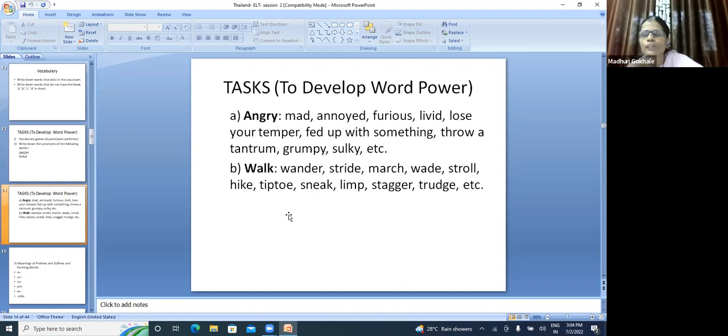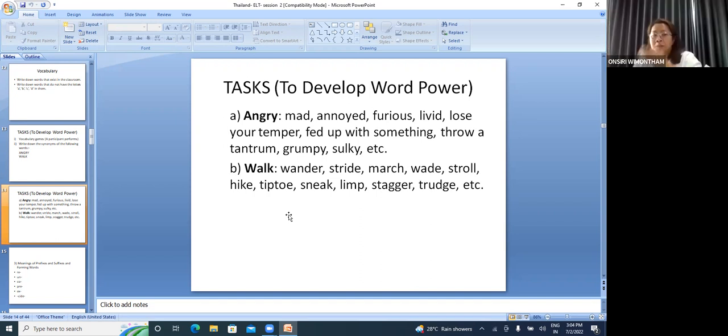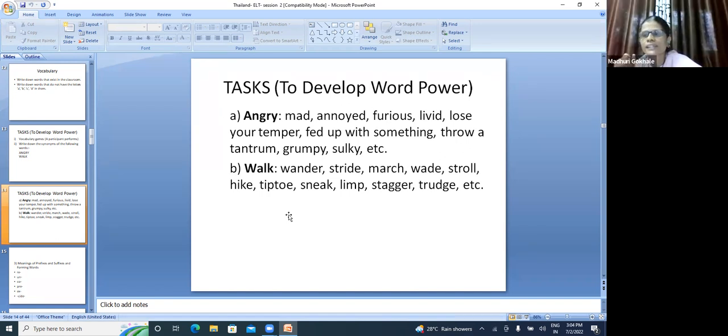Okay. I've given you some words on the screen: mad, annoyed, furious, livid, lose your temper, fed up with something, throw a tantrum, grumpy, sulky, etc. Now, the point is that each of these words has a particular environment in which we use it, right? So normally we would say throw a tantrum only with reference to children, kids. You take them to a mall and they want a Cadbury and they throw a tantrum if we don't give them, right?